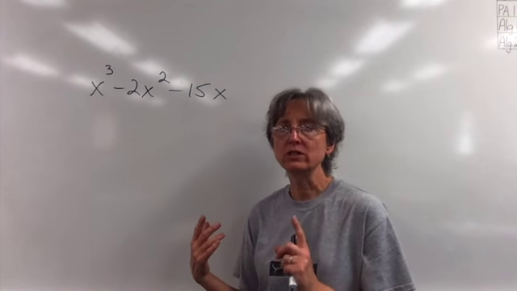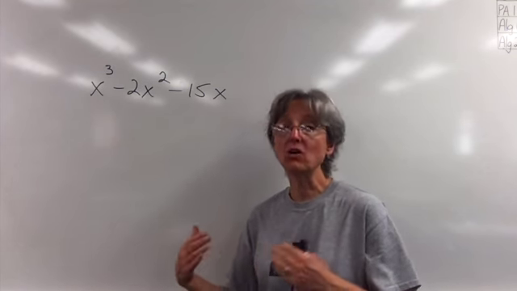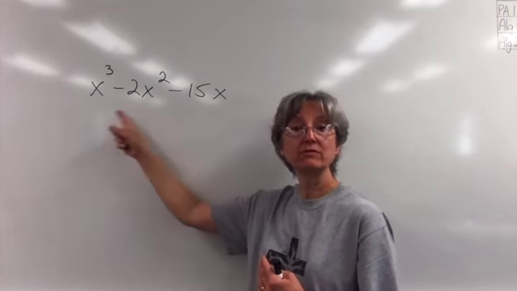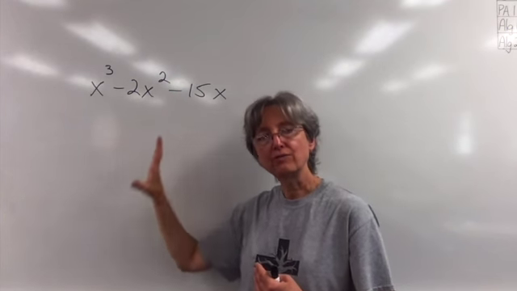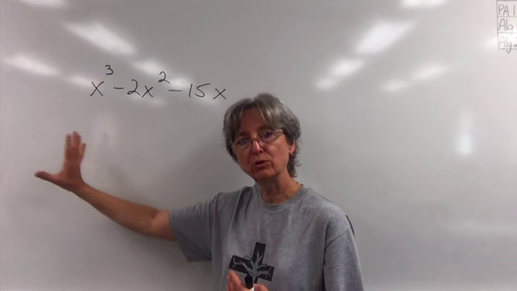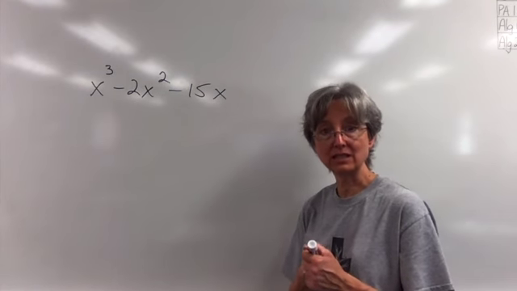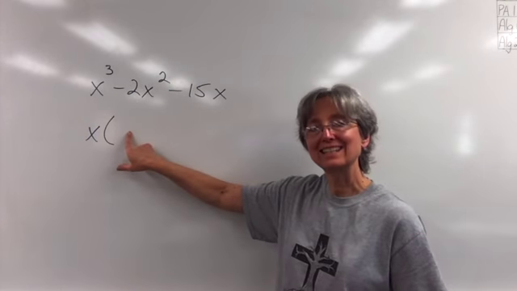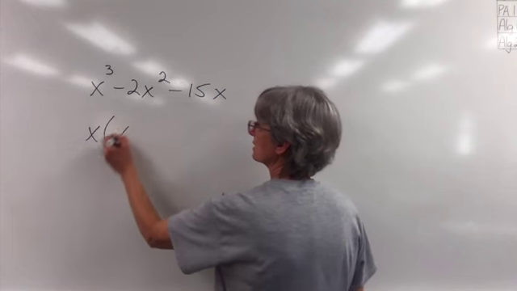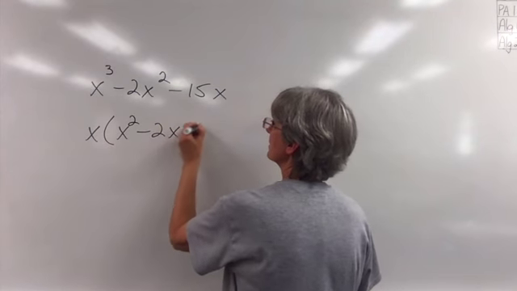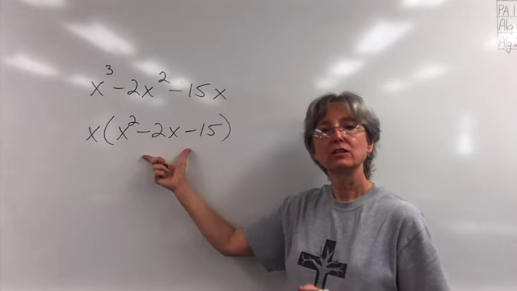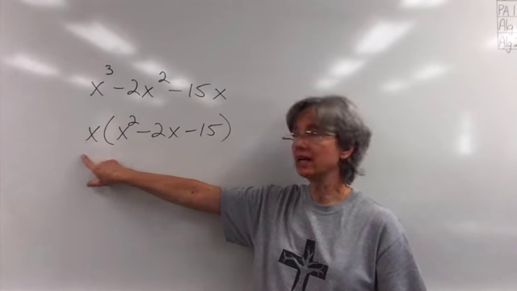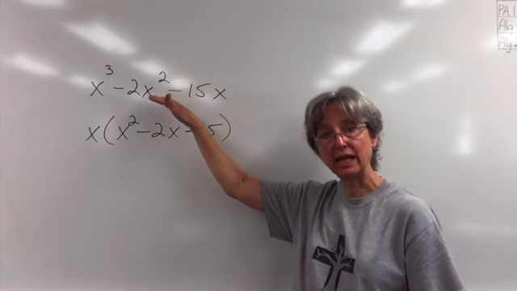Step number one is always look, is there something common to all the terms you can factor out first? And if you look, you notice all three of these terms have an x. So factor out the x first. Pull the x out, divide it out to the left like this, and then write what is left in each term. So this would be x squared minus 2x minus 15. So that's backwards distributive property. If we multiplied all three of these terms by x, we would be back at where we began.